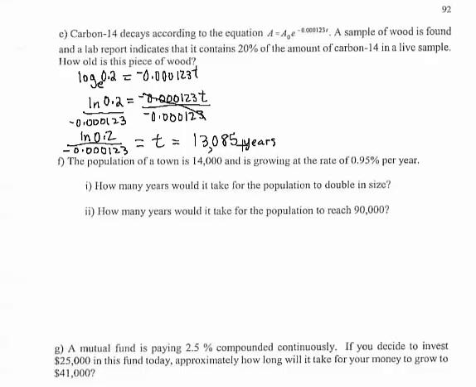So we've just calculated how old this piece of wood is. This piece of wood fell off of a tree 13,085 years ago. Okay, it's carbon 14, and the live sample immediately started to decay to some other form. And based off of the fact that it only has 20% of carbon 14 left, we calculate that it's 13,085 years old.